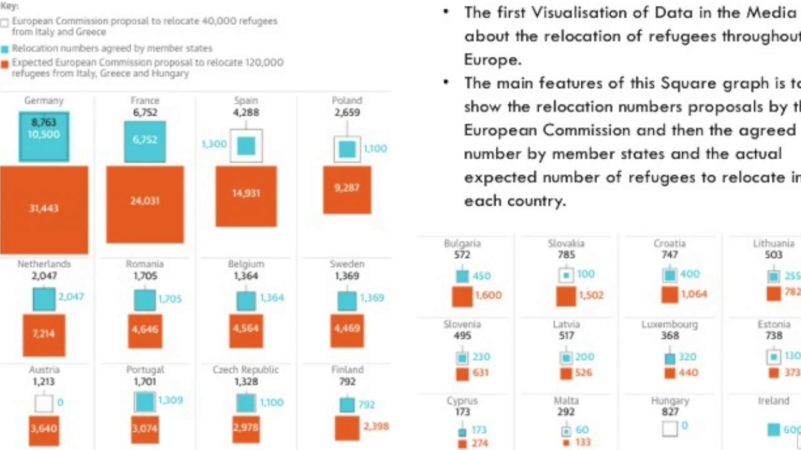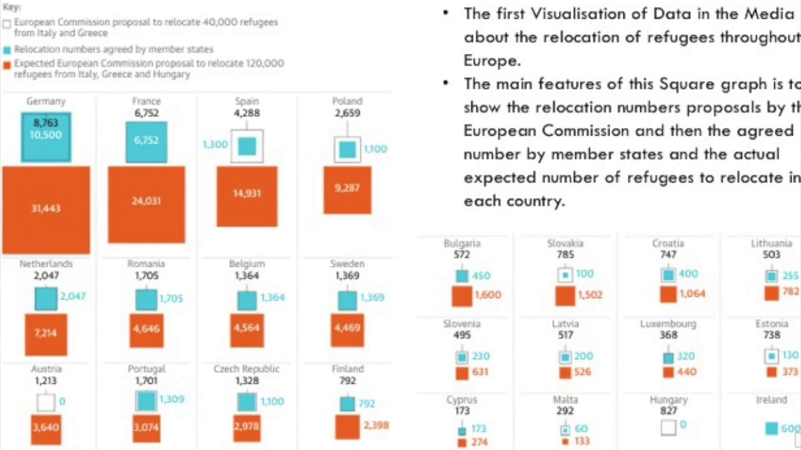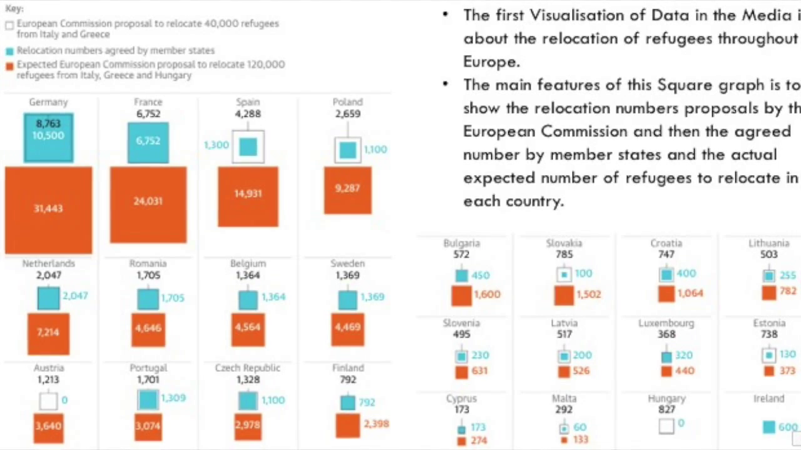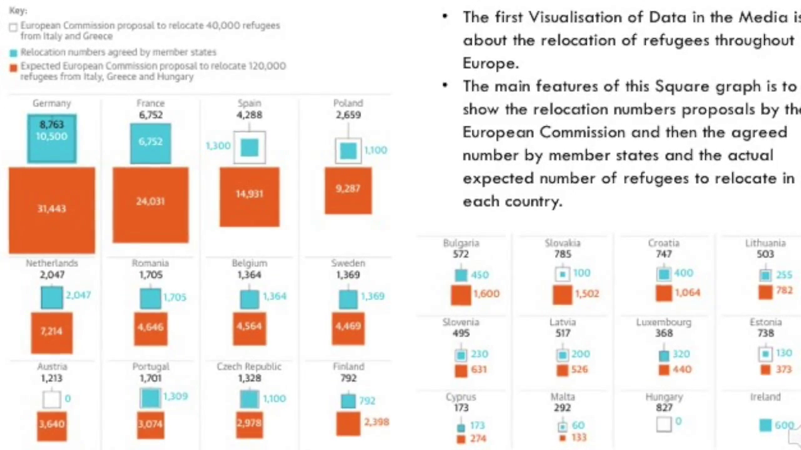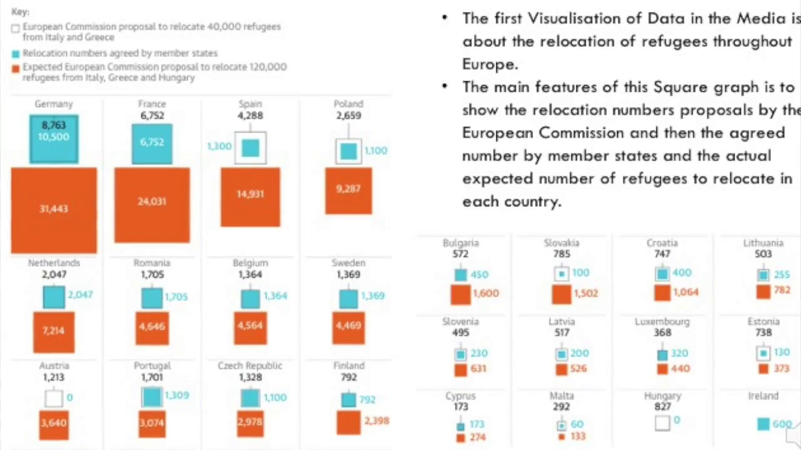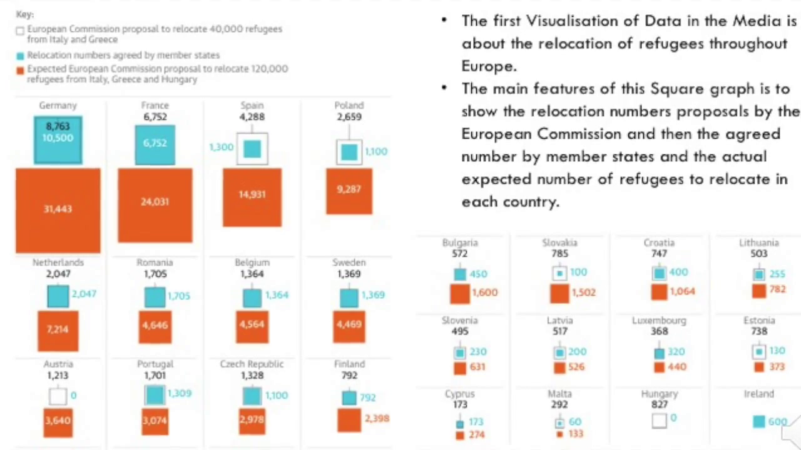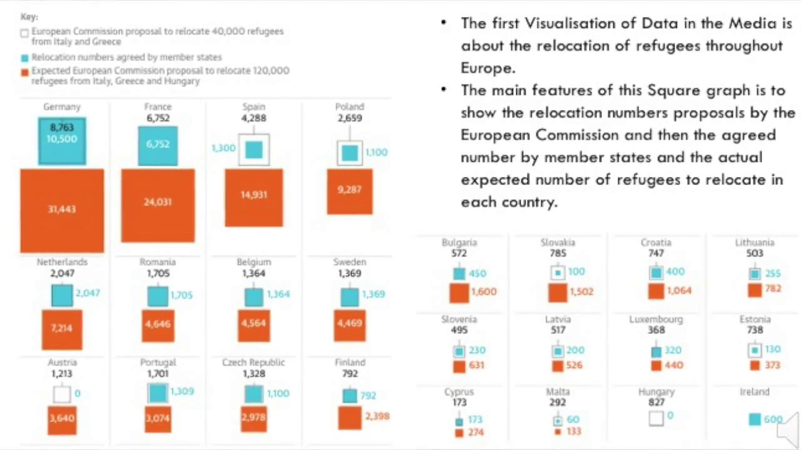The first visualisation is from The Guardian, and it's talking about the relocation of refugees throughout Europe and where they're all going. The main feature of this is a square graph, and it shows the relocation and the relocation proposals, and what's actually been done and what everyone's talking about doing. It uses distinguishing colours to represent different bites of information.